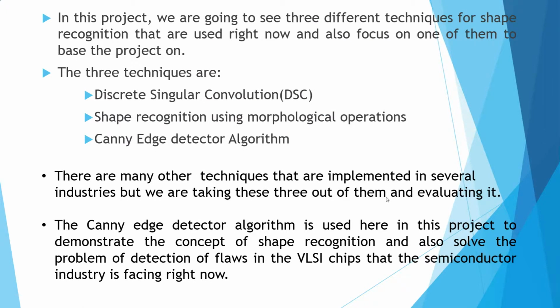In this project, we are going to see three different techniques for shape recognition that are used right now. We are going to focus on one of them to base the project on. The three techniques are discrete singular convolution (DSC), shape recognition using morphological operations, and the canny edge detector algorithm. There are many other techniques that are implemented in several industries, but we are taking these three out of them, evaluating them and doing a comparison.